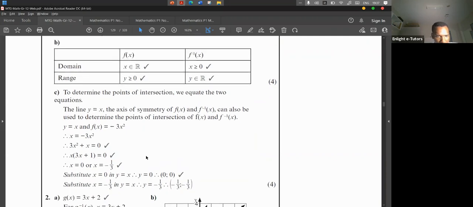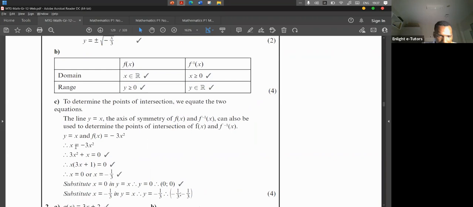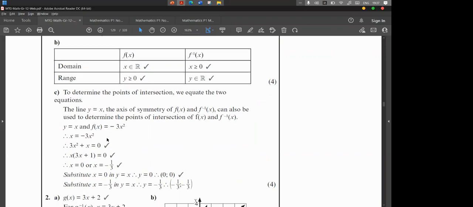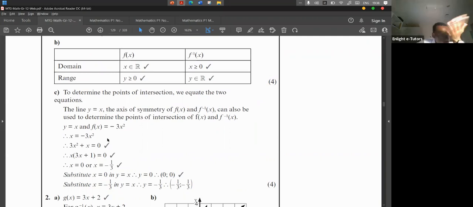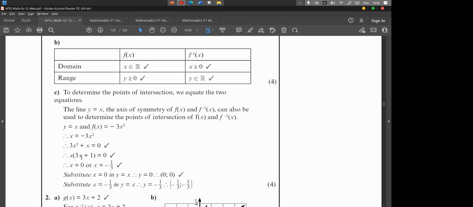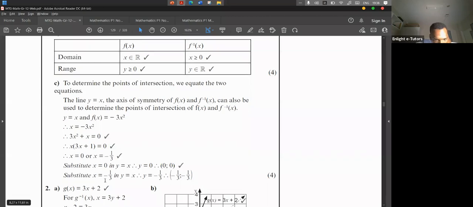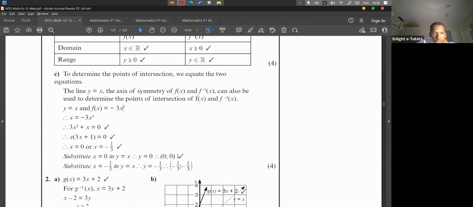Let me see what they did here. When I solve them simultaneously, I'm going to get the x value, and then I go back and substitute that x value in one of the equations. It's better to substitute in the one that you are given, and then you're going to get the y value. Now you get what you want. You can try it out after this.